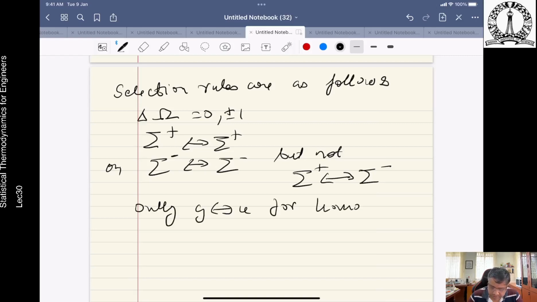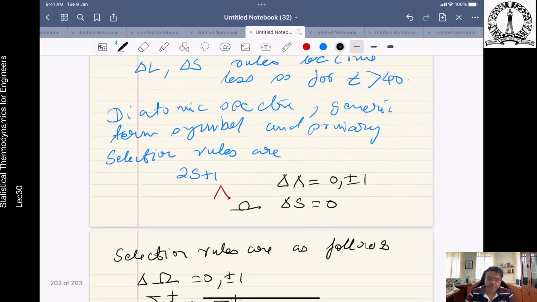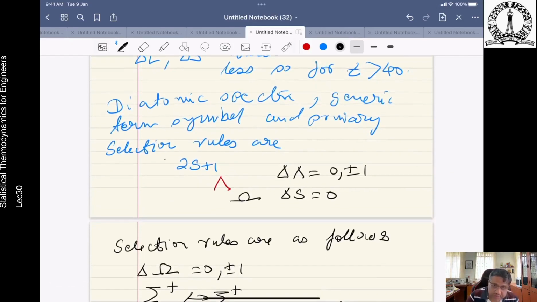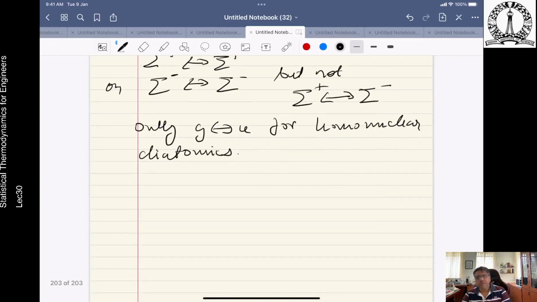Homonuclear diatomics. So if you look at this particular equation now, let's call this one. And we note that, now let us perhaps do table 6.8. Let's go to table 6.8 very quickly.